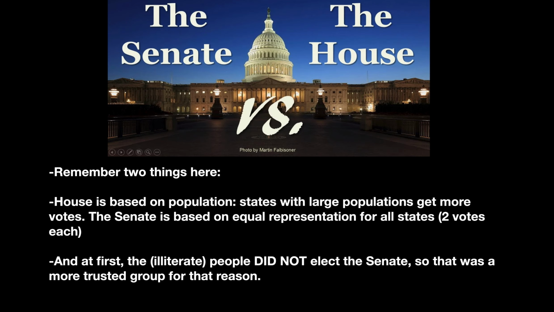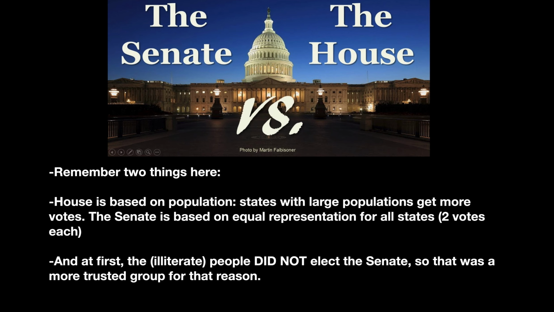So let's talk a little bit about the Senate versus the House now that we've looked at what both groups do together. Now, remember two things again from the beginning of the video. The House is based on population. States with large populations get more votes. The Senate's based on equal representation for all states. Each state's got two.